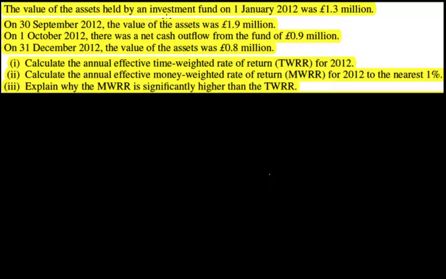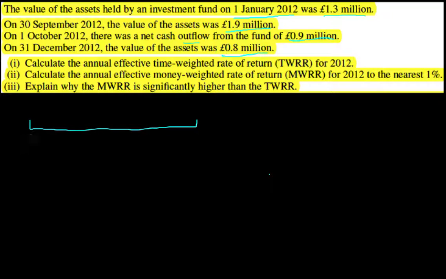Let's look at another exam question. The value of assets held by an investment fund on the 1st of January 2012 is 1.3 mil. Three quarters of the way through the year it reached 1.9, and then the next day money came out, 0.9 mil, so almost half of it. Then 3 months later it was worth 0.8 mil. It wants to know what is the effective time-weighted rate of return for that year.